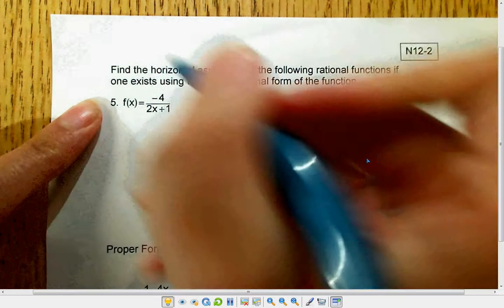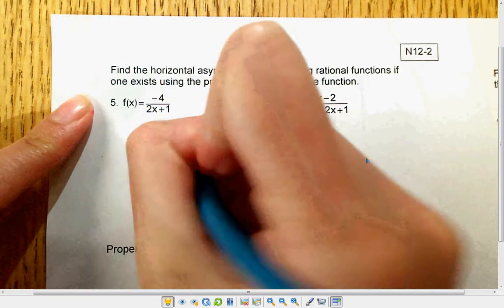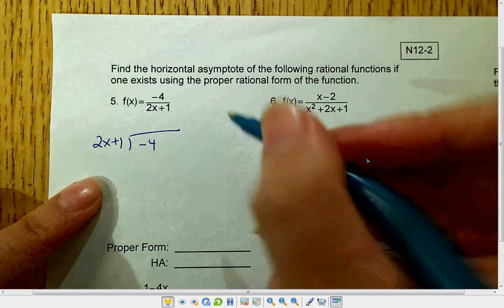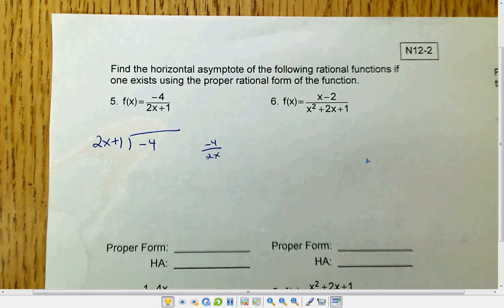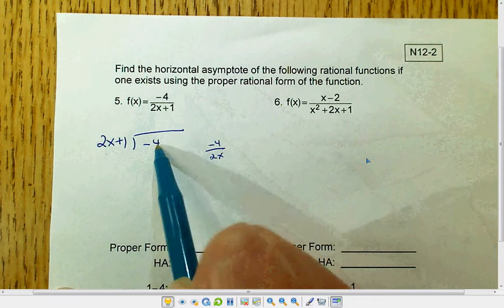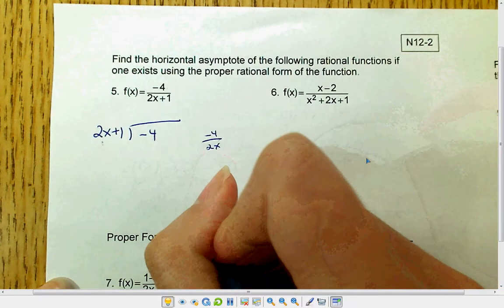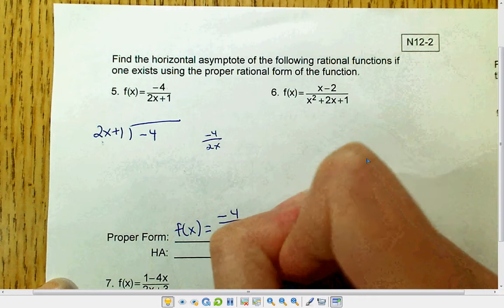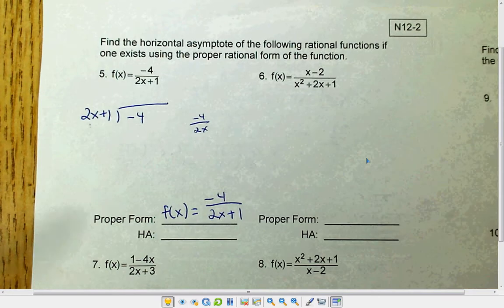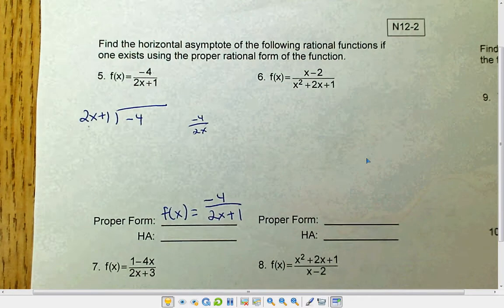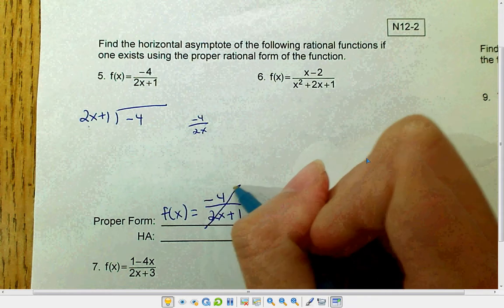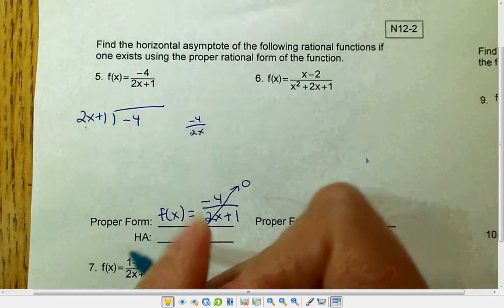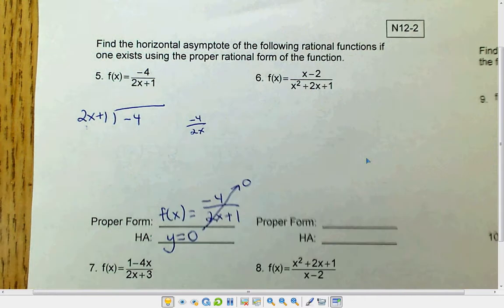So first thing we want to do is put this into proper form. So if we're trying to divide negative 4 divided by 2x plus 1, can we divide negative 4 by 2x? No, we can't. This degree is already smaller than this one. So this is already in proper form. So f of x equals negative 4 over 2x plus 1. Like we just talked about, the fraction part of this, when x is going to infinity or negative infinity, this whole thing goes to 0. So if this whole thing goes to 0, my horizontal asymptote is just y equals 0.